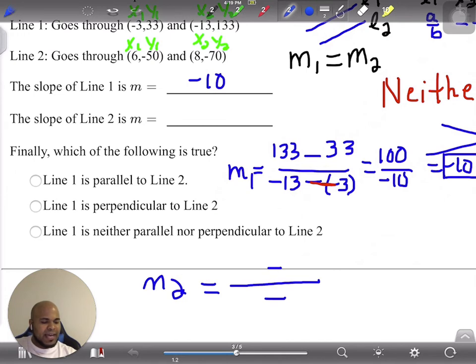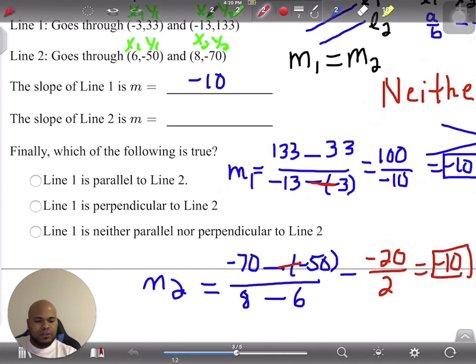And look at that, I get negative 10 again. So this is negative 10. And then finally, which of the following is true? Line 1 is parallel to line 2, line 1 is perpendicular to line 2, or line 1 is neither parallel nor perpendicular.